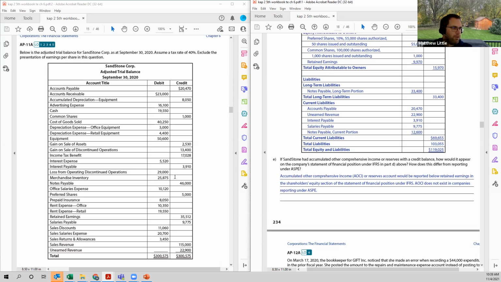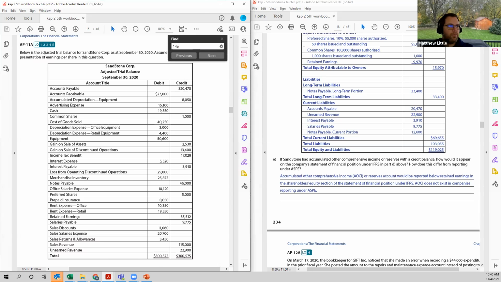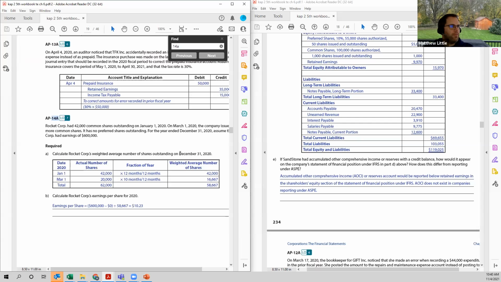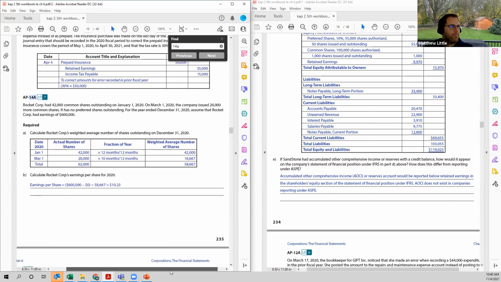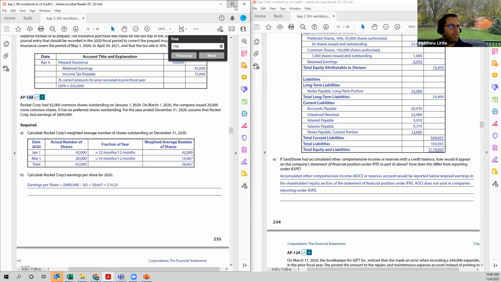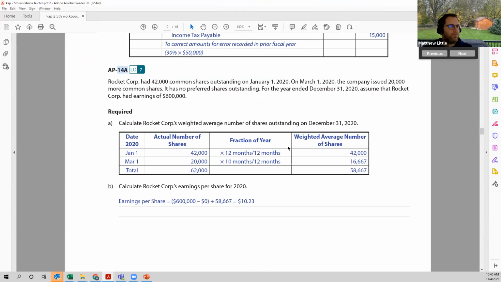All right, so let's move down to question 14. Pull it up here. Zoom in now. So question 14 looks at Rocket Corp. They have 42,000 common shares outstanding on January 1st, 2020. On March 1st, the company issued 20,000 more common shares, with no preferred shares outstanding. For the year end 2020, assume that Rocket Corp had earnings of 600,000.